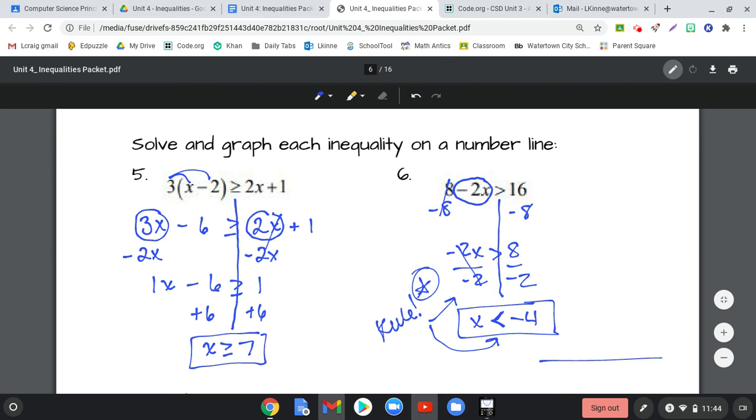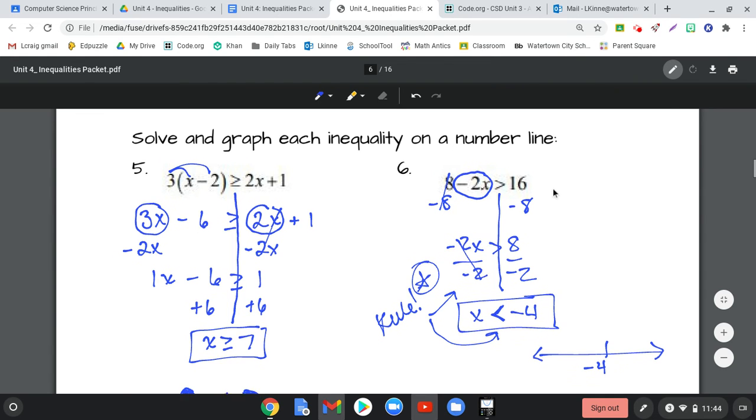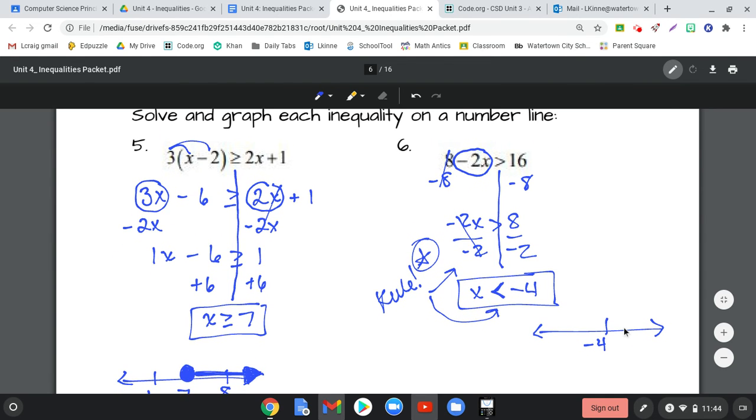So when I go to graph it, -4. Now be careful, you're in the negatives. 0 is this way. -1, -2, -3, -4, -5 is this way. Watch out in the negatives. Things are a little backwards. All right, open circle at -4, and we're going to shade the numbers that are less than, to the left.